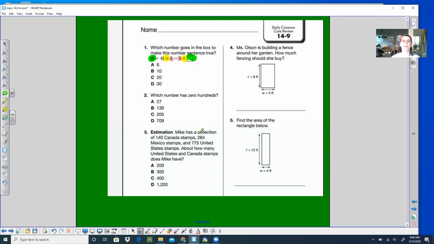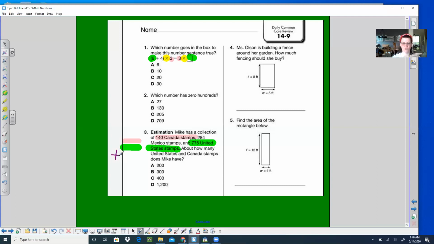So I am going to find my United States stamps. There we go. And I am going to find my Canada stamps. Now everything down here is rounded to the hundreds. So I want to round those two numbers to the hundreds, and then I want to add them because you're finding the total.